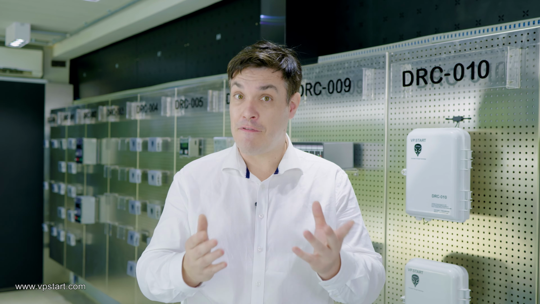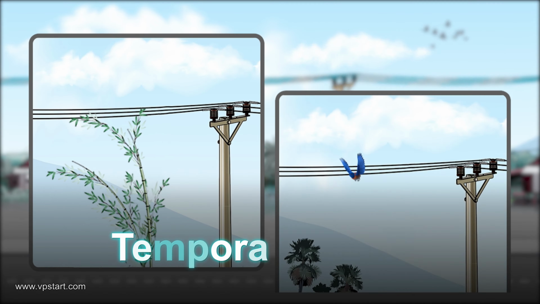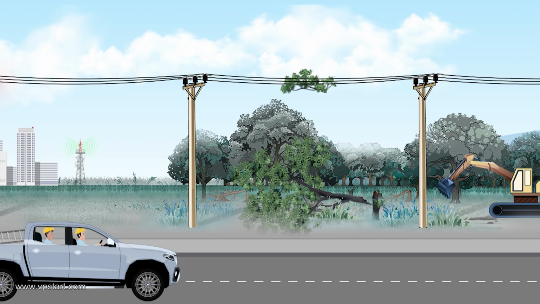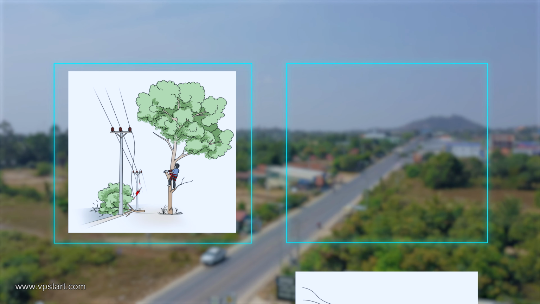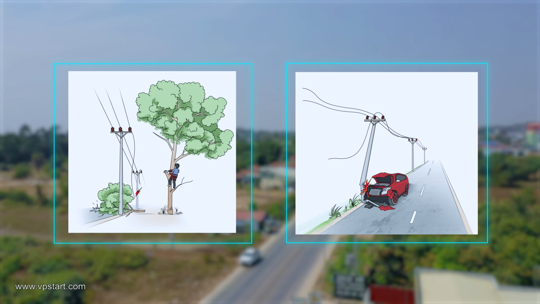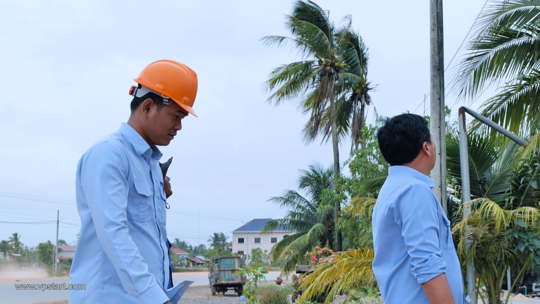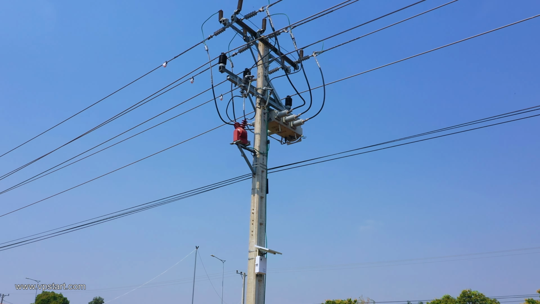Overhead distribution grid networks commonly experience various types of faults, both temporary and permanent. These faults can arise from natural disasters, human errors, and other environmental issues. Consequently, managing these faults becomes a complex and time-consuming task for energy providers.